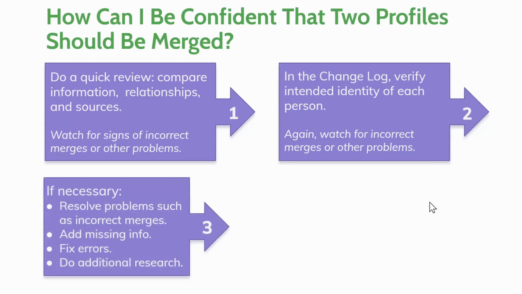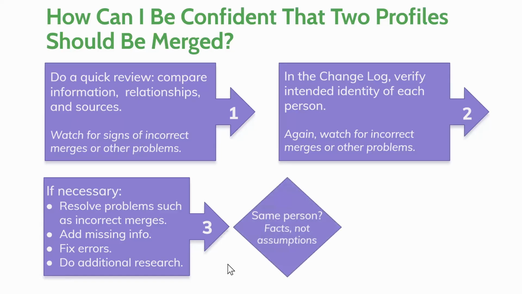Then the third step is, if necessary, you resolve problems such as incorrect merges. If you try to do a merge on someone who's already badly merged, it actually makes things worse. We also want to add missing information, fix any mistakes, maybe do additional research if that seems called for. So we get to the point where we're very confident who those two profiles represent. And because of that, we're ready to make a decision. Do they represent the same human being? And we want to be sure we're going by facts, not assumptions.